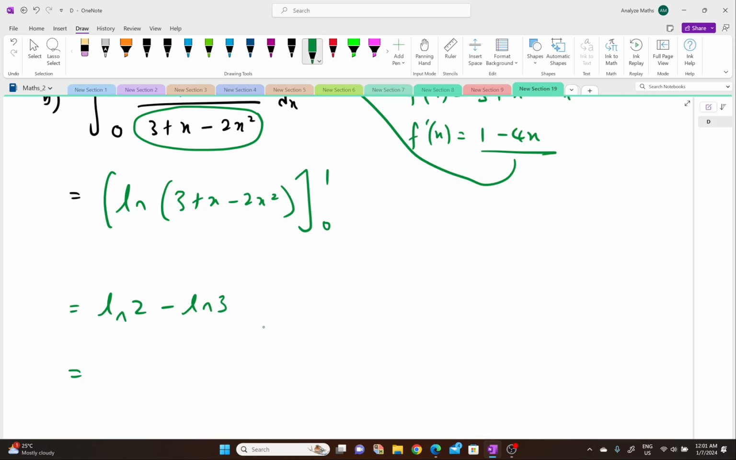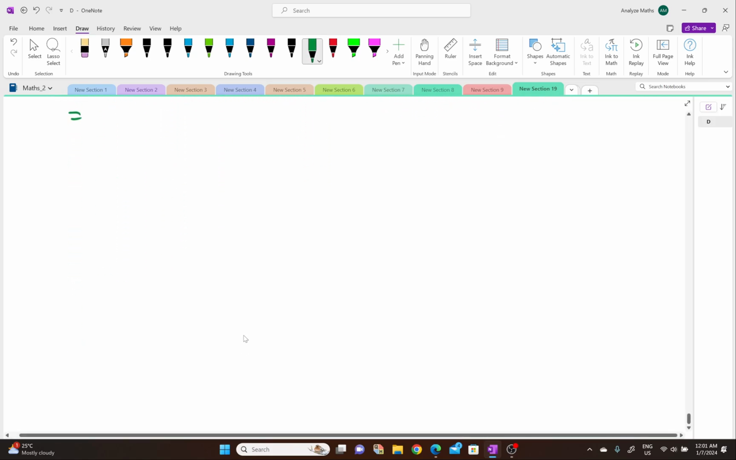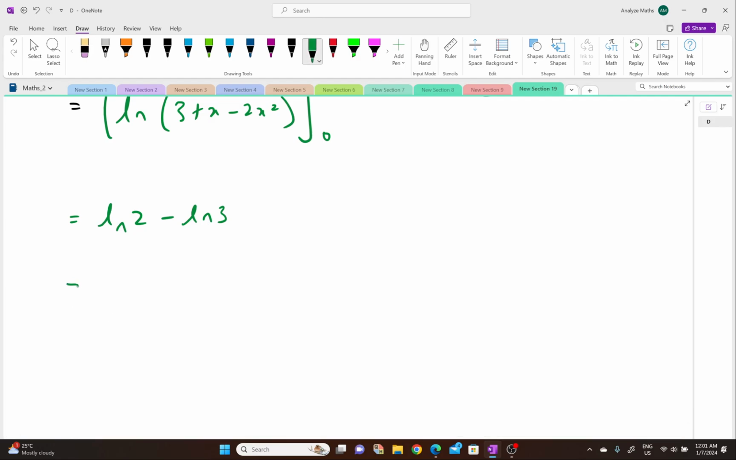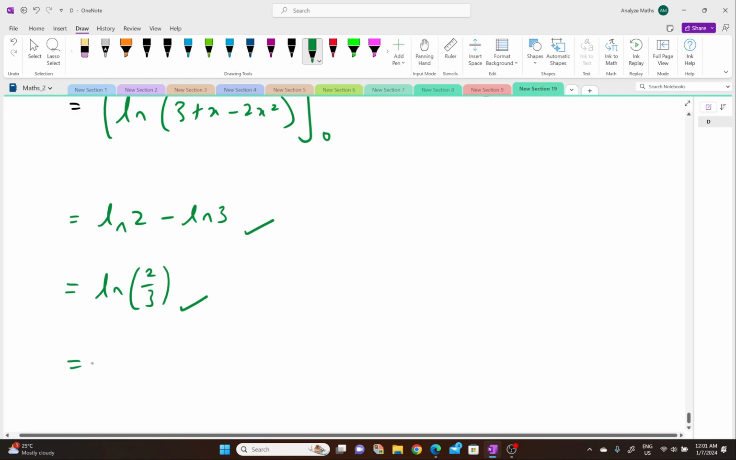Okay, you can leave the answer like this, or according to the ln rule, minus means it will become 2/3. You can leave the answer like this. This one also I accept, this one also I accept, or if you want to press in calculator, give me decimal also can.